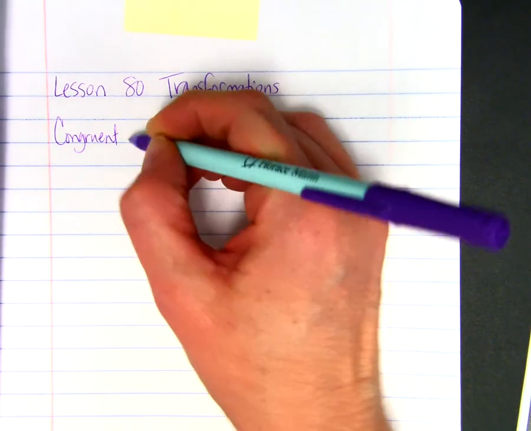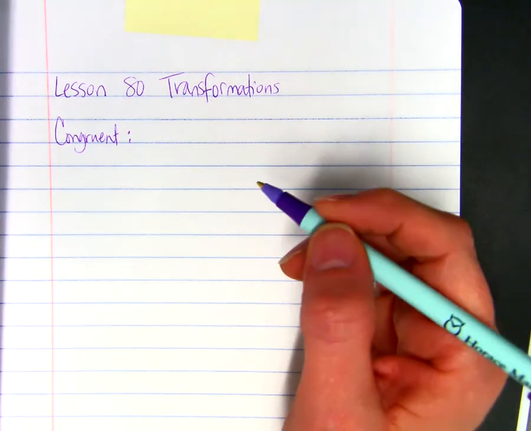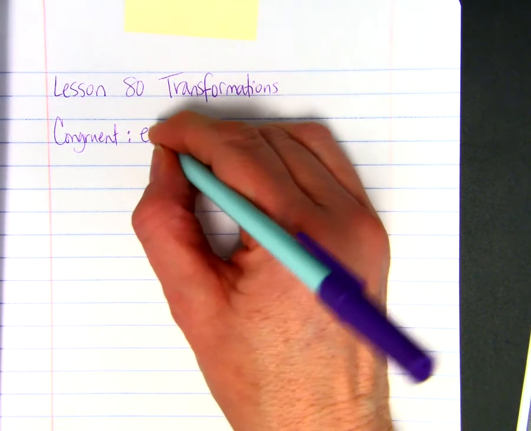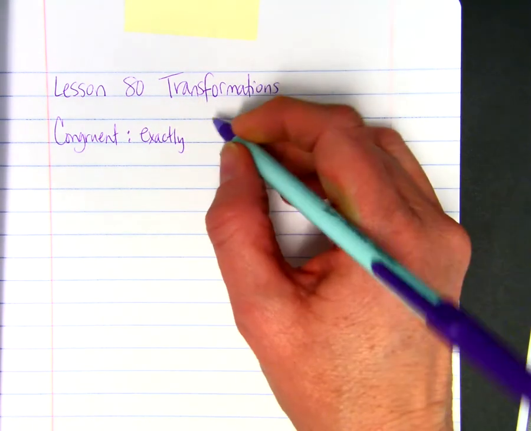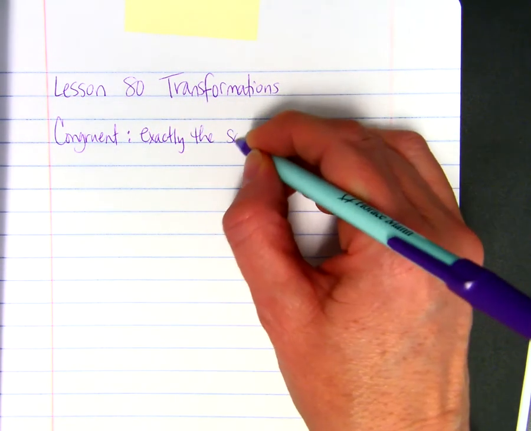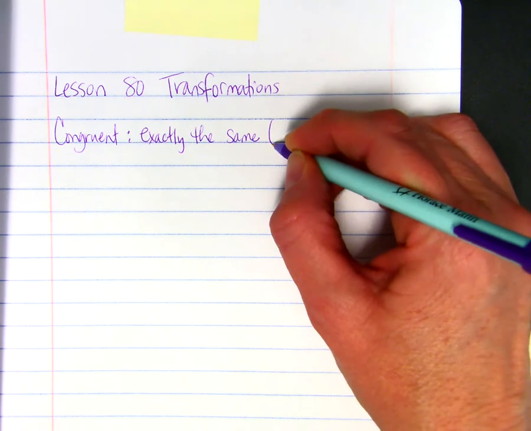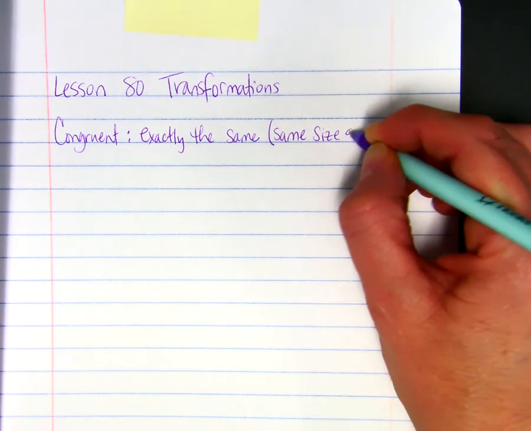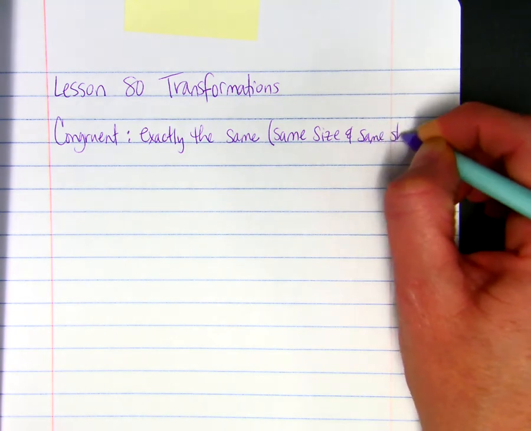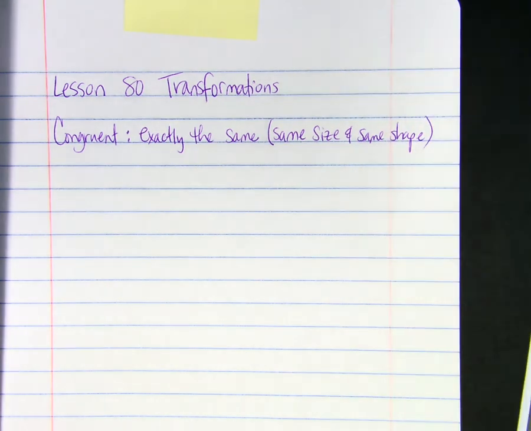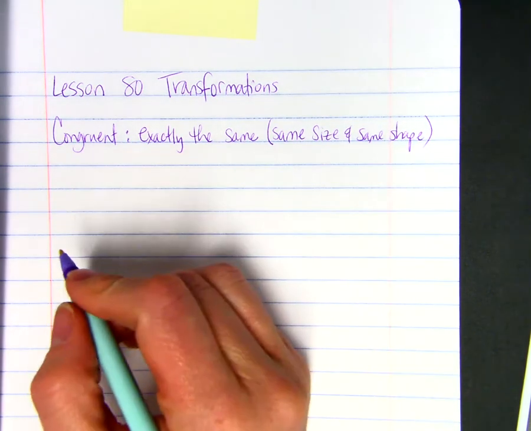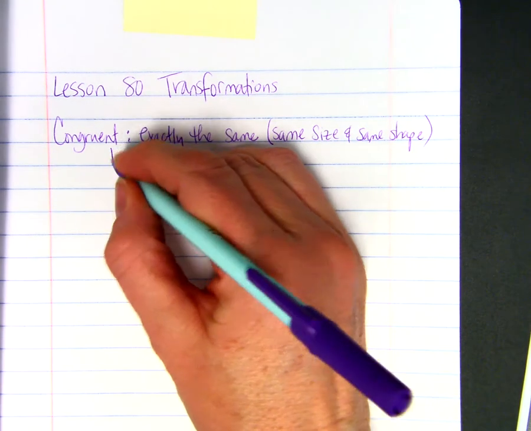And I'm pretty sure we've been using the congruent word throughout the term. I even think we may have written the definition at one time. Just means exactly the same in every way. So it has the same size and same shape. So some transformations will stay congruent. They can be turned and still be congruent.